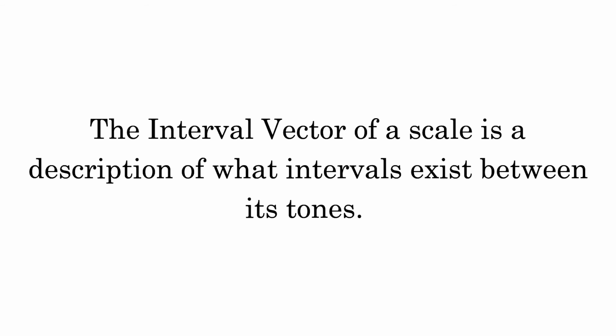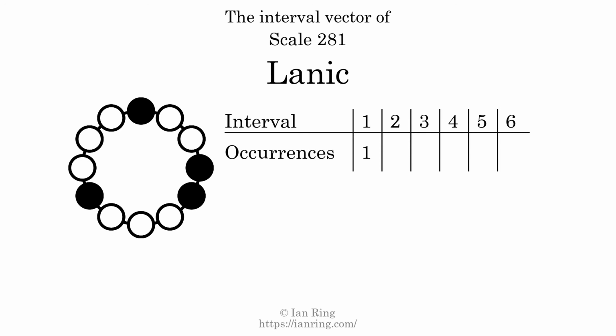The interval vector of a scale is a description of what intervals exist between its tones. There is one interval with a size of 1 semitone. It is here. There are no intervals with a size of 2 semitones. There is one interval with a size of 3 semitones.